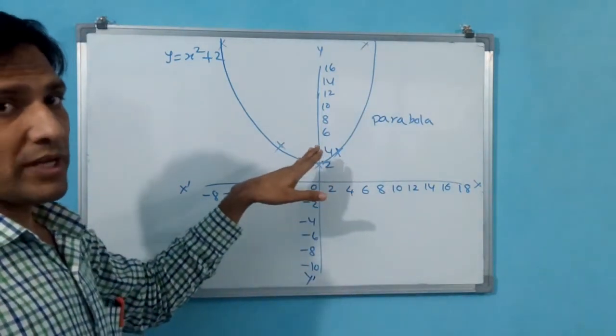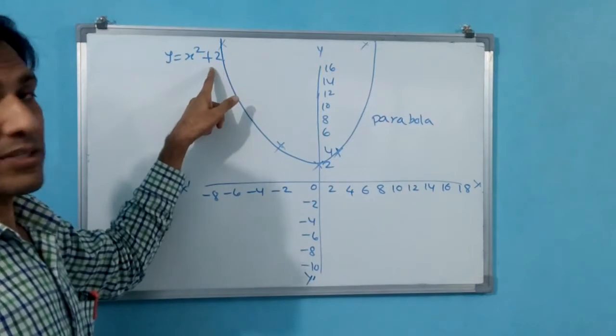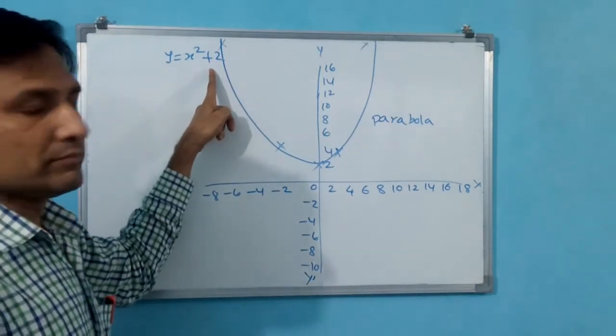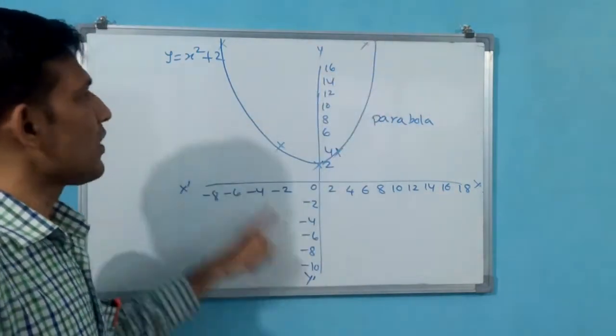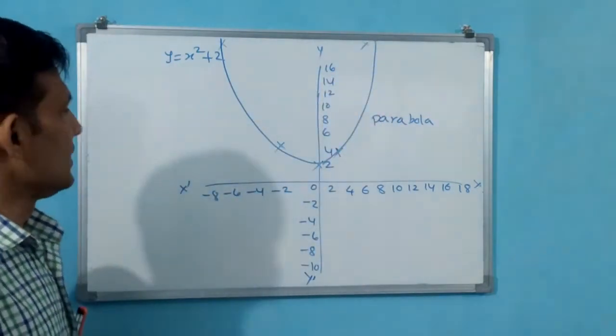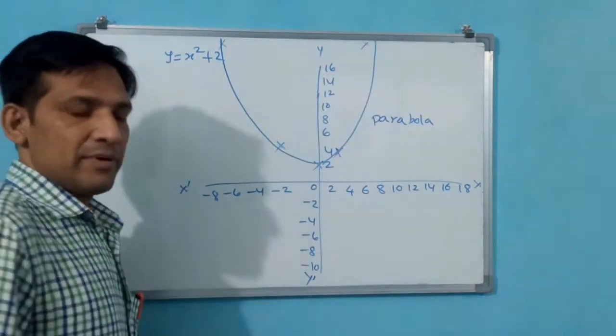Why is it not passing through the origin? Because addition or subtraction of some constant has come. If this constant is not there, the graph is going to touch the origin. Okay, this is one type.